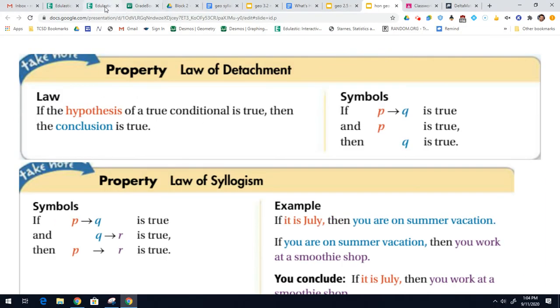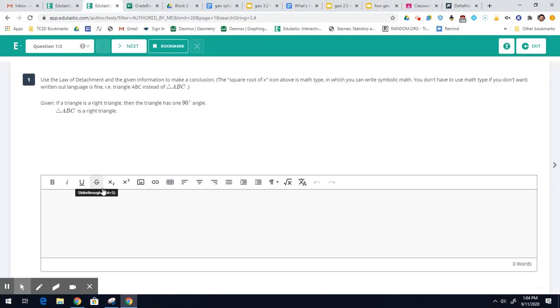So let me do two problems with you through Edgenuity. The first one says use the law of detachment and the given information to make a conclusion. And I'm just explaining that the square root of x icon below here is a math type. If you want to use symbols, you can use that, or you can just use plain language. For instance, there's going to be a triangle involved. You can just write triangle ABC instead of finding the symbol. I'm going to show you how to find the symbol because I'm making this video for you.